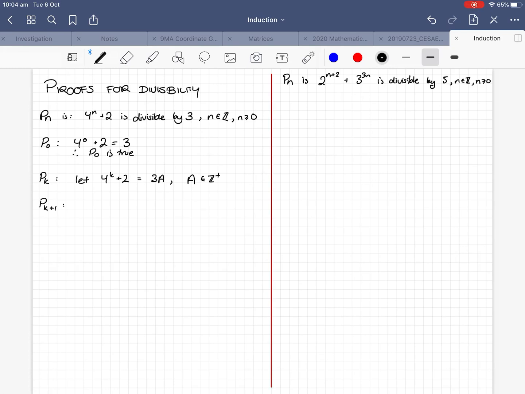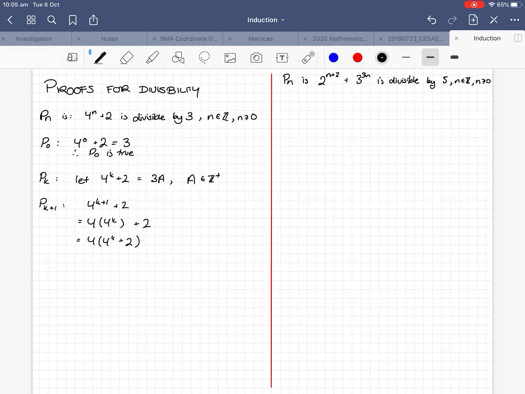Now we talk about pk plus 1. So 4 to the power of k plus 1 plus 2 is equal to 4 times 4 to the power of k plus 2. Now we do have a couple of approaches here. I'm going to show you the first method that I went through in class. It is maybe just a little bit less nice than the other way that I'll show you in the second example off to the right there. So we've got 4 times 4 to the power of k, and then plus 2. That 4 to the power of k, we want to turn that into 4 to the power of k plus 2, because that's 3a. We know we want to include that in there, so we're going to put that in.